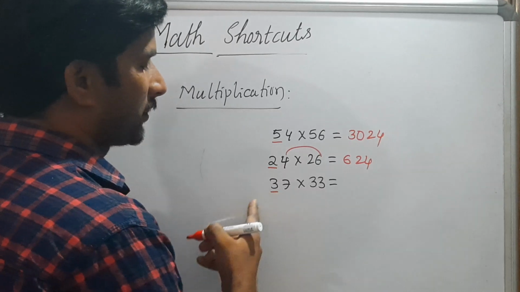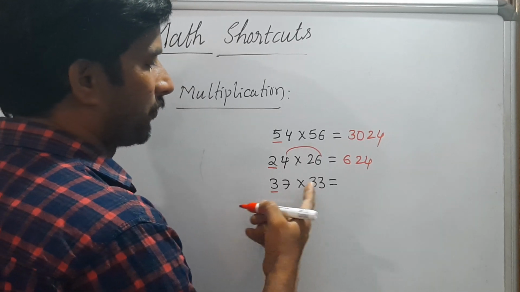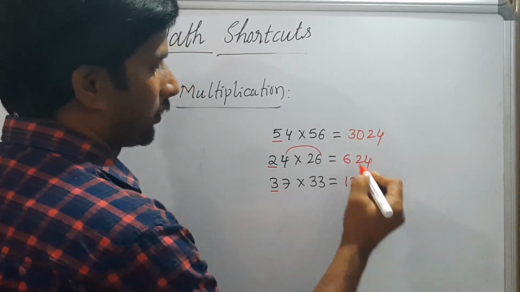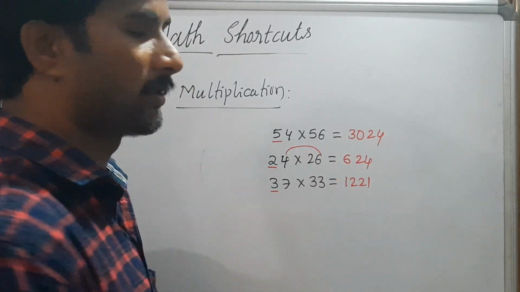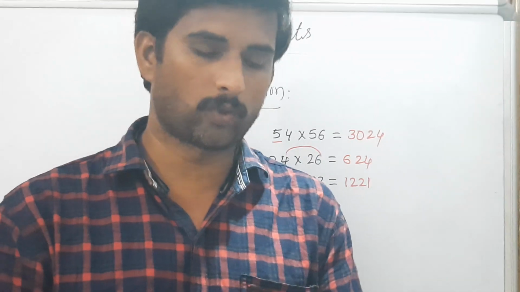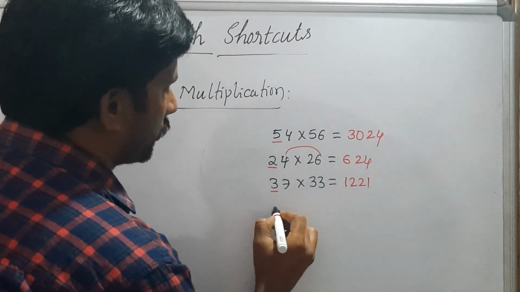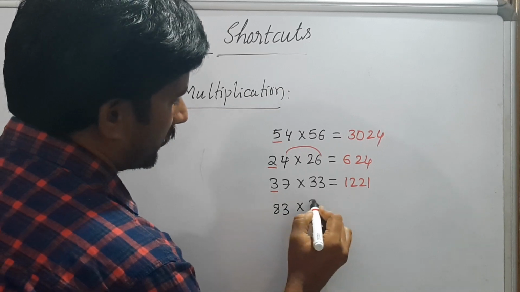Now tens place is 3. 3 plus 1, 4. 4 into 3, 12. 7 into 3, 21. So 37 into 33 equal to 1221. Now 83 into 87.